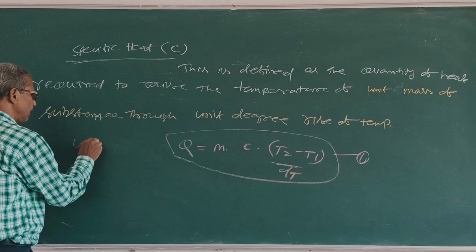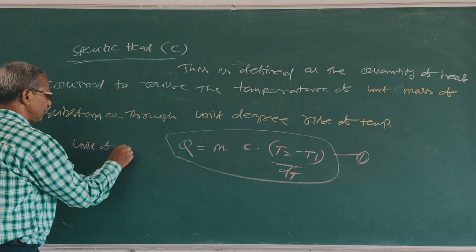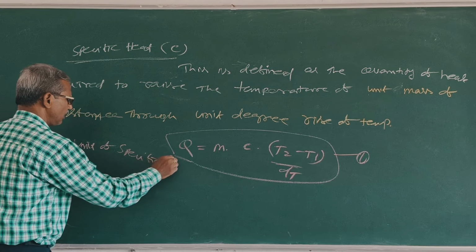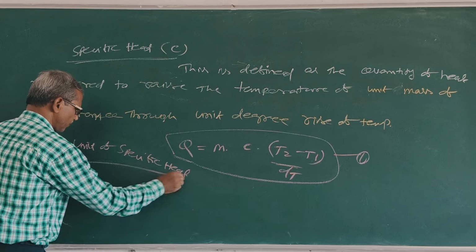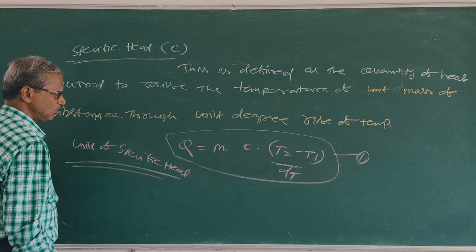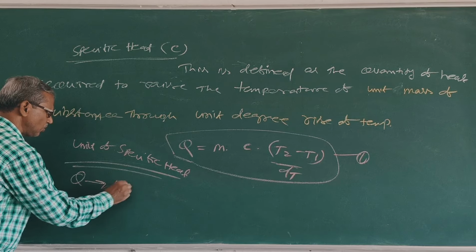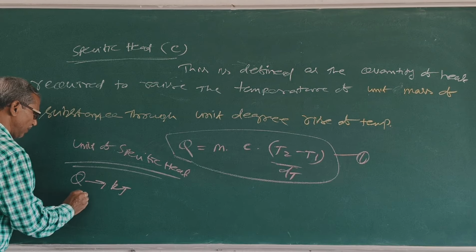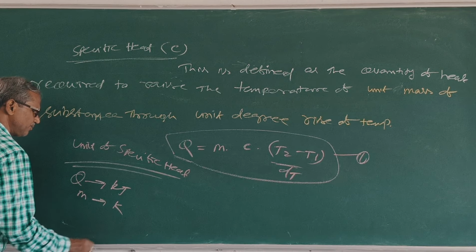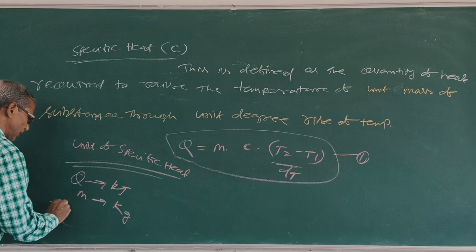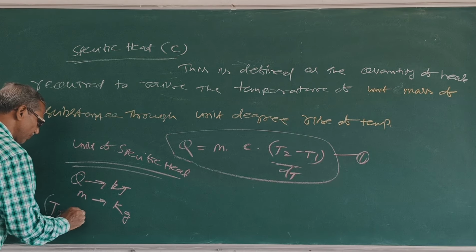Unit of heat. The unit of specific heat. What is Q? What is the unit of Q? Kilojoule. Clear? What is m? Kg. What are T2 and T1? Kelvin.